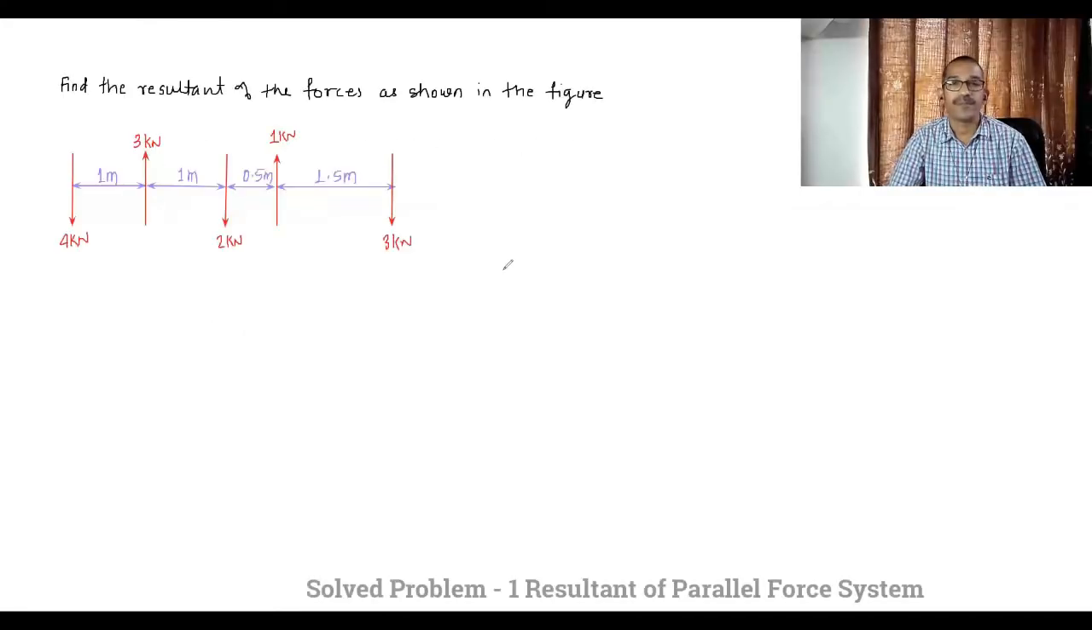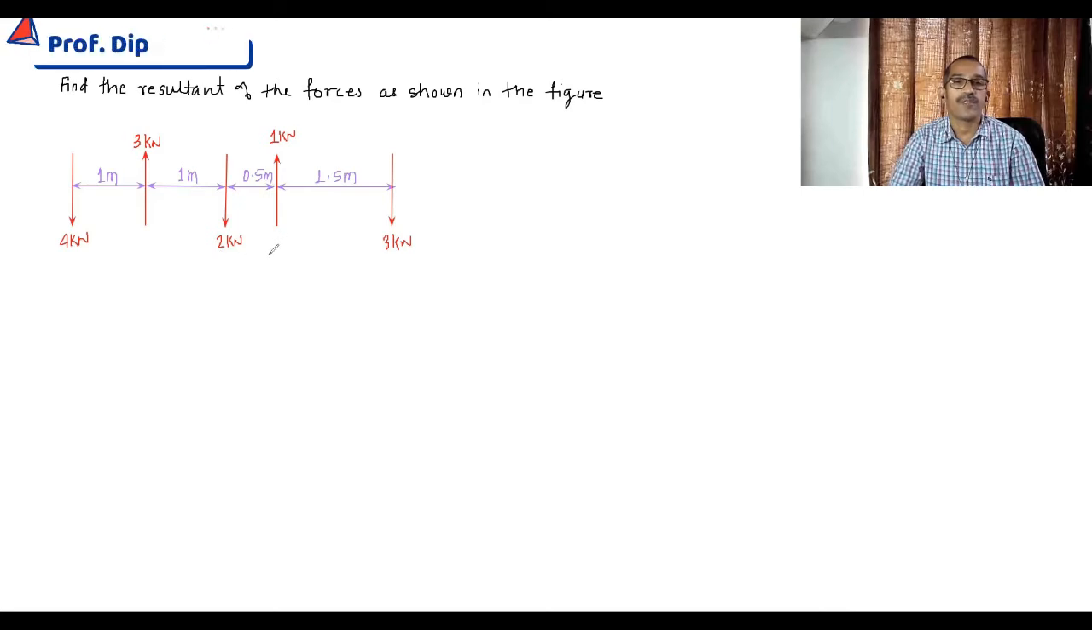Hi students, we'll solve a problem of parallel force system. Now in this problem, the number of forces is 5, all in vertical direction. Therefore the first step is to find the magnitude and direction of the resultant. This is always our first step.